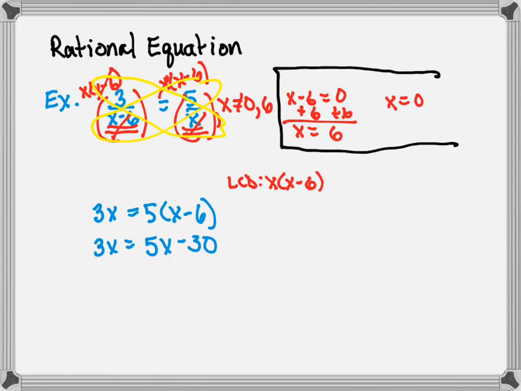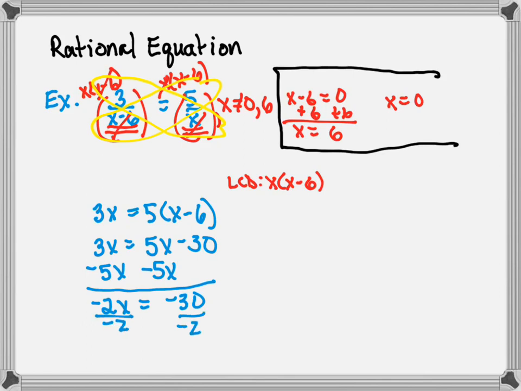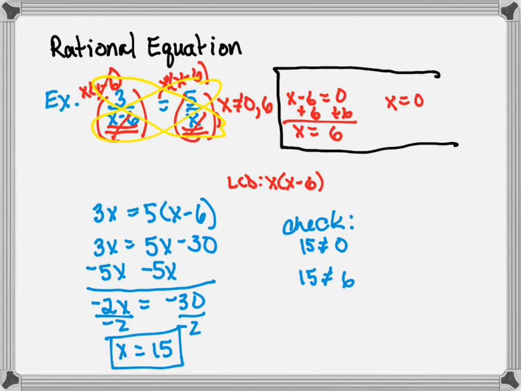Okay, now distributing, 3x equals 5x minus 30. Subtract 5x from both sides. Negative 2x equals negative 30. Divide both sides by negative 2, and x equals 15. So let's check. Does 15 equal one of our excluded values? 15 does not equal 0. 15 does not equal 6. So x equals 15 is our solution.